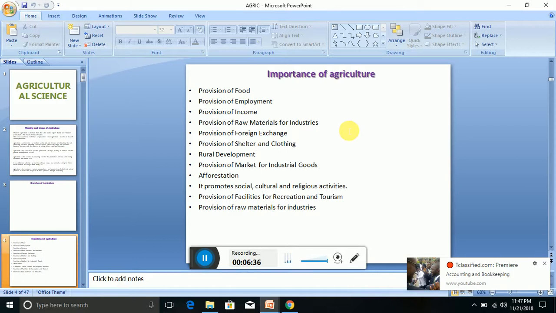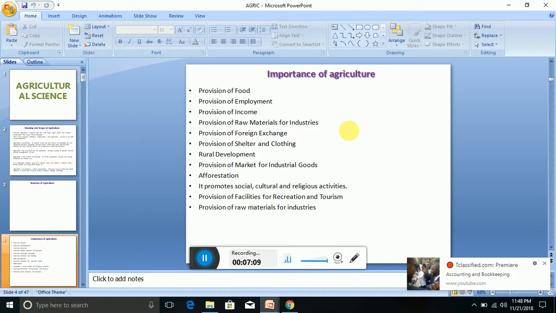Provision of market for industrial goods. So once there is agriculture, there is market. People come around to buy agricultural products. Then they also come around to buy other industrial goods. Afforestation. When there is agriculture, there is this consciousness in letting there be forest, because forest is very, very important in conservation of the land, to make sure that the lands continue to be fertile. We need forest. So agriculture is good for forest.